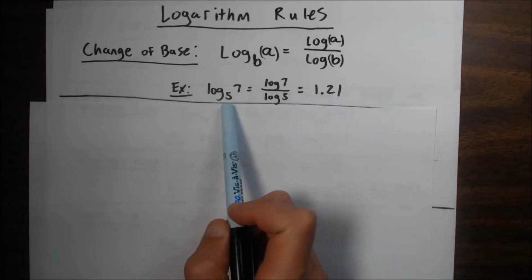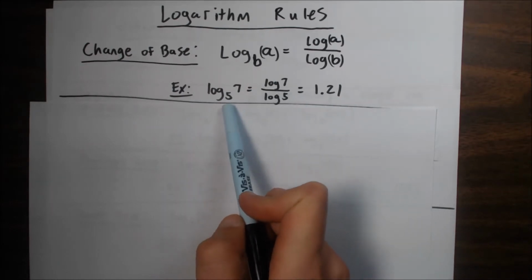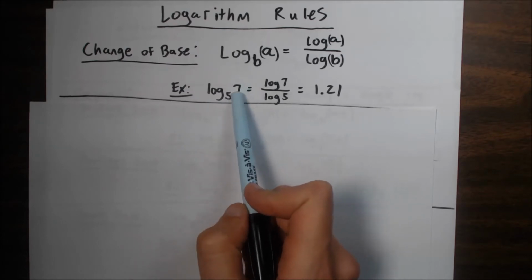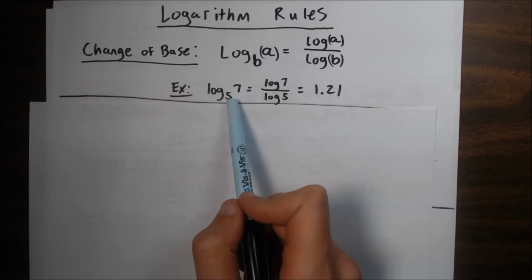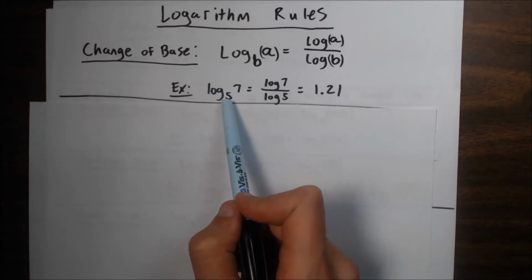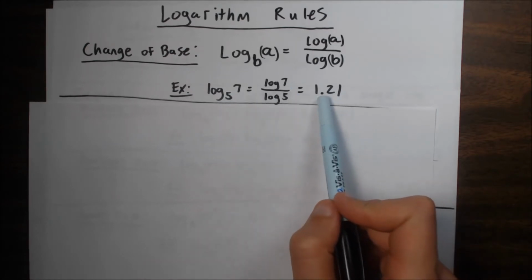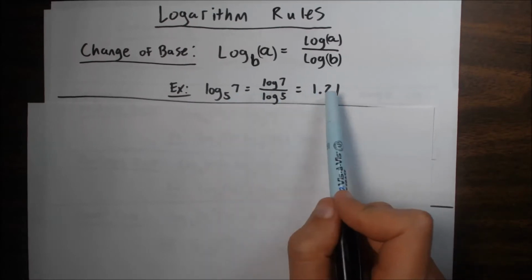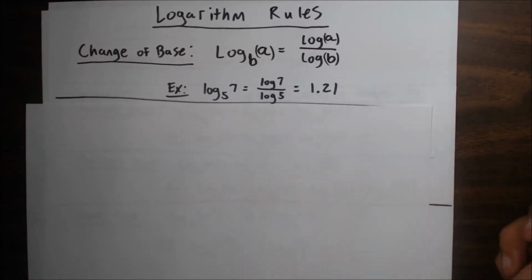That makes sense because 5 to the first power is 5. 5 to the second power is 25. Well, 7 is somewhere in between those, so the answer should be somewhere between 1 and 2. 5 to the first and 5 squared. Somewhere in between there is 7, and that's why we get the answer 1.21. So 5 to the 1.21 power equals 7.